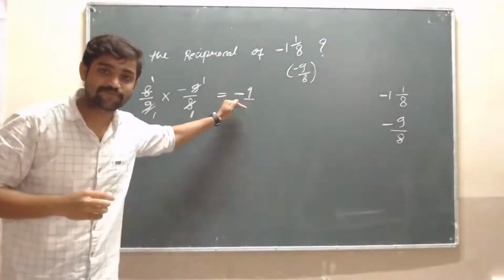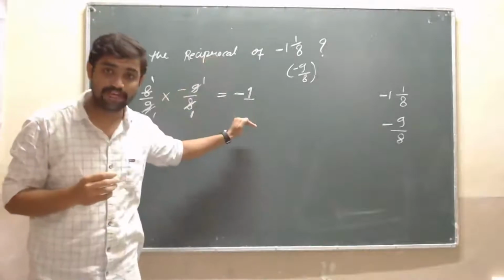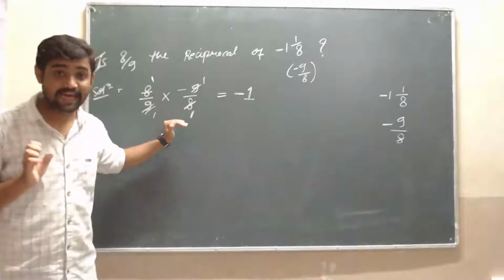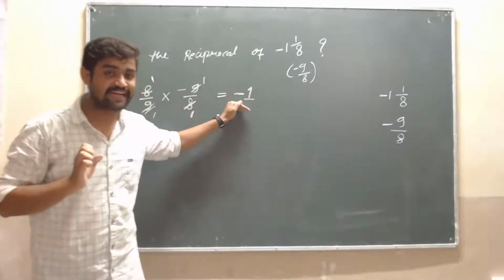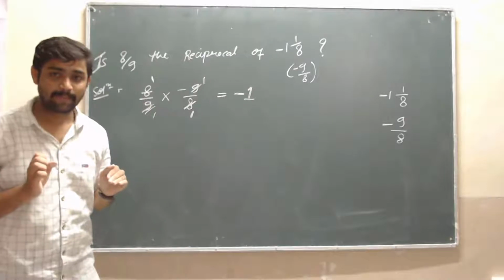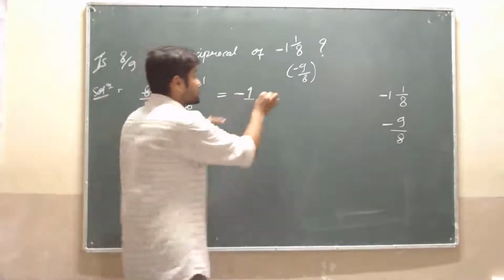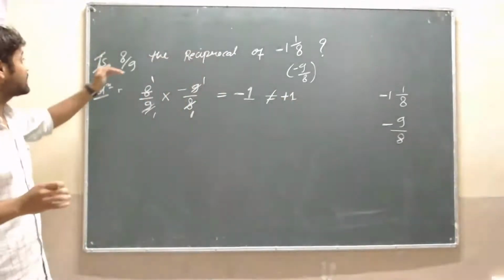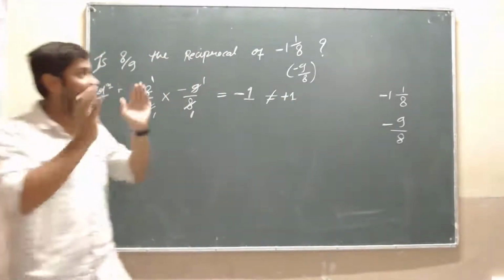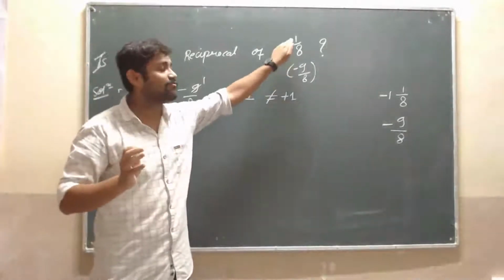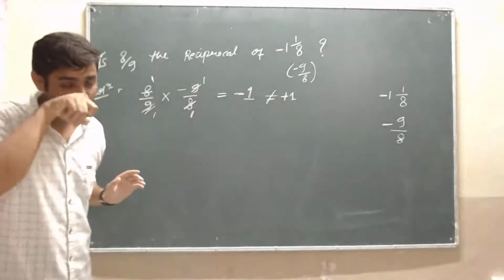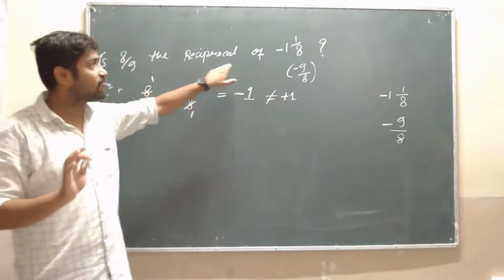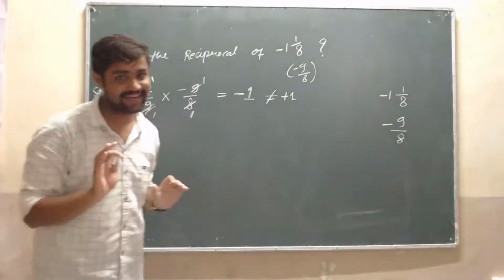Can you say that minus 1 is the answer for the reciprocal of any number? No, sir. It is not equal to plus 1. That's why we can say that 8 by 9 is not a reciprocal of minus 1 and 1 by 8. Very good, Ravi Pawar. Yes, 8 by 9 is not a reciprocal of minus 1 and 1 by 8.